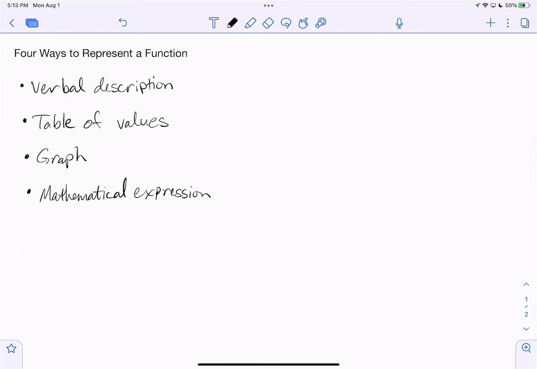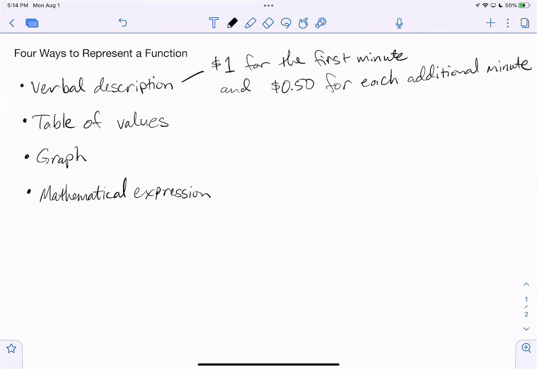A verbal description might look like $1 for the first minute and 50 cents for each additional minute. Or for a cell phone plan, you might have a base rate for the first 500 minutes and then a per minute cost for every additional minute after that.